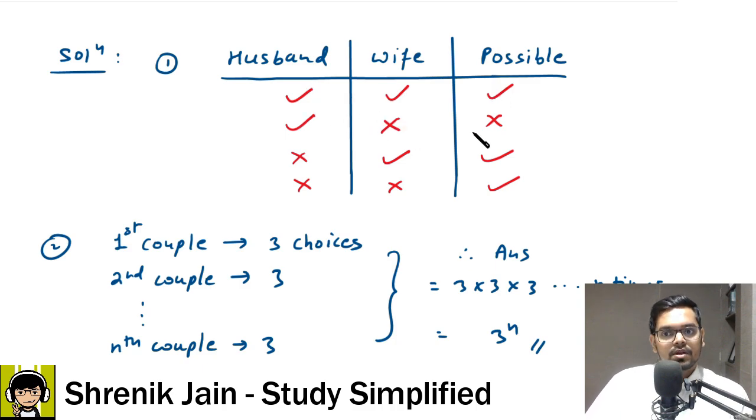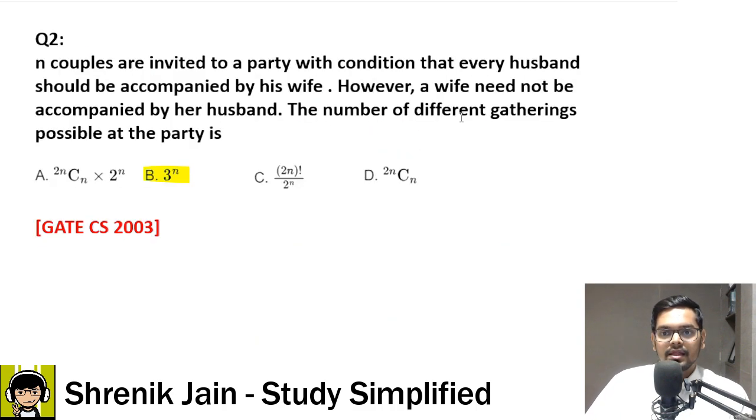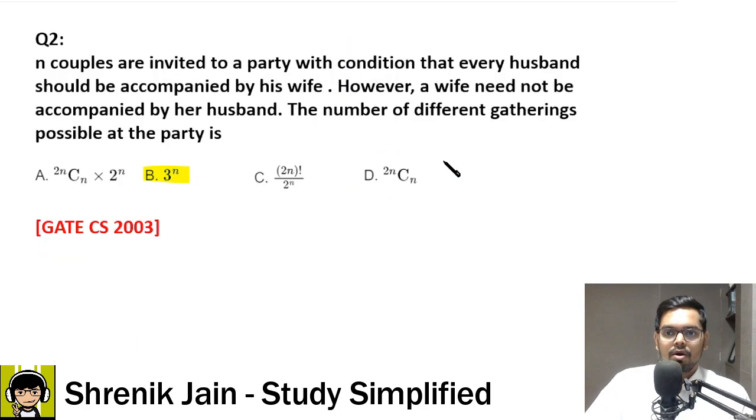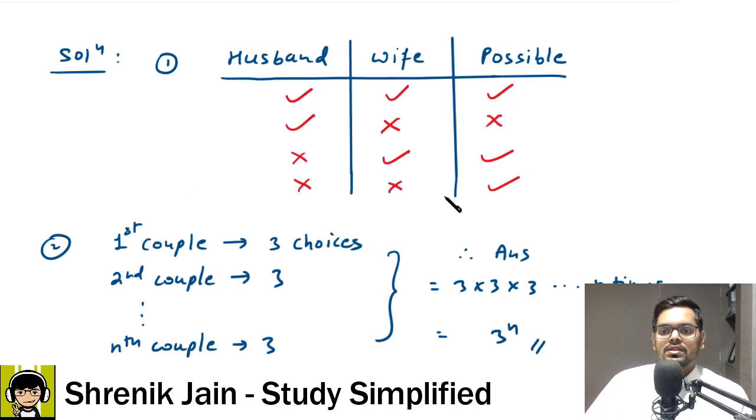Husband comes, wife is not coming, not a valid case. And then when the wife comes, the husband may or may not come. So when the wife comes and the husband is not coming, valid case. When the wife comes and the husband comes, a valid case. But when both are not coming, that is not mentioned, which means by default a valid case. So if this is the valid case scenario, these are the choices for the couples.